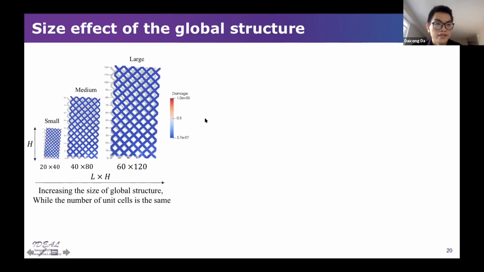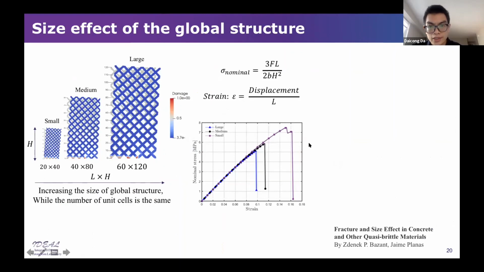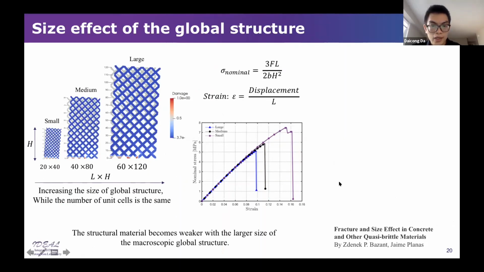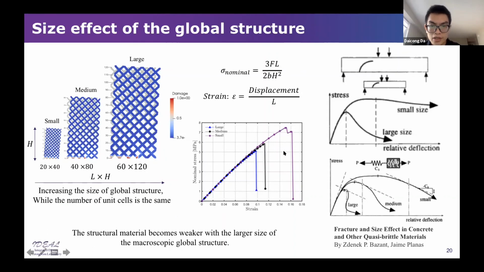Finally, another size effect is the global structure. Okay, so the number of unit cells is fixed, but we change the size of the global structure. As you can see, with the size of the global structure increased, we compute the nominal stress and strain based on the equation given in this book. And you can observe that the structure material becomes weaker with the larger size of the global structure. And this phenomenon agrees with the experimental observation in this book.